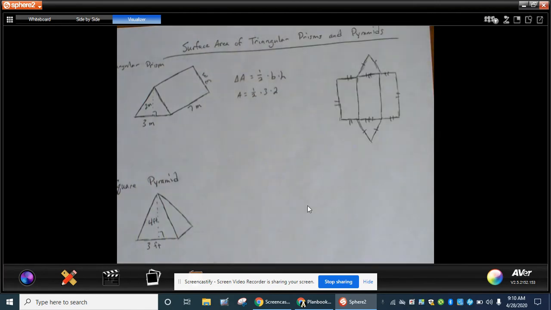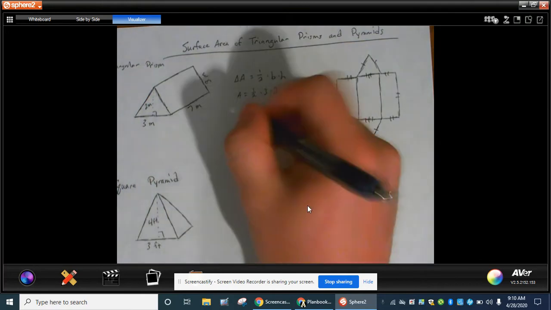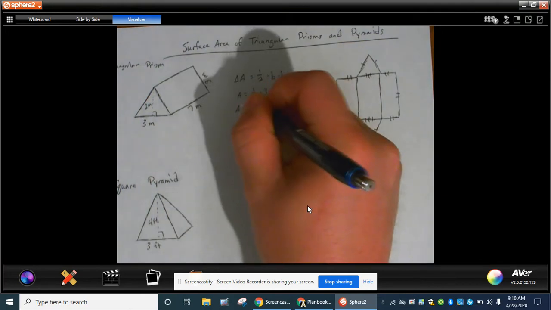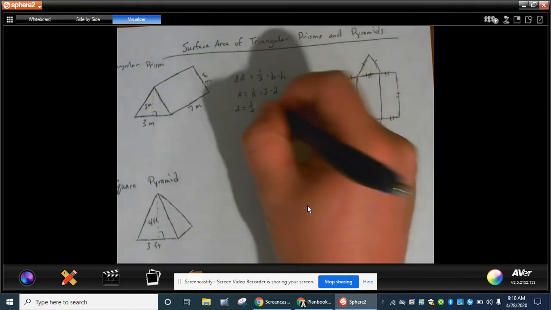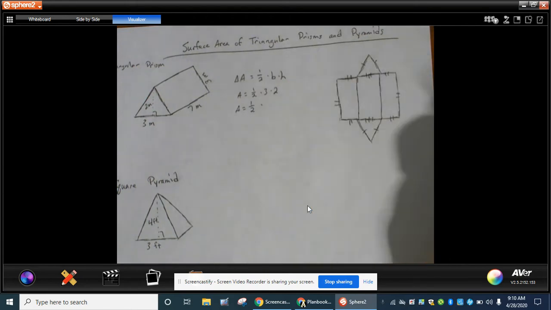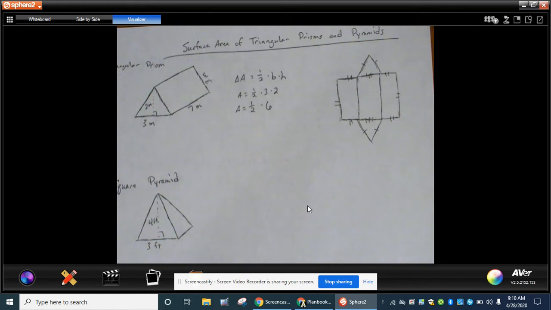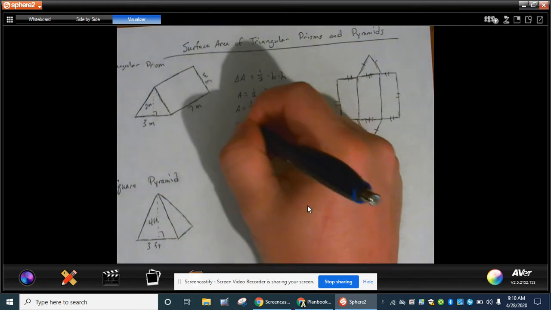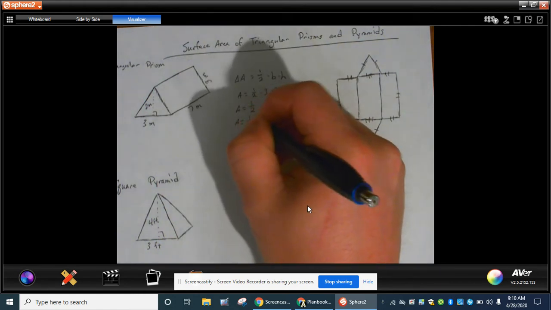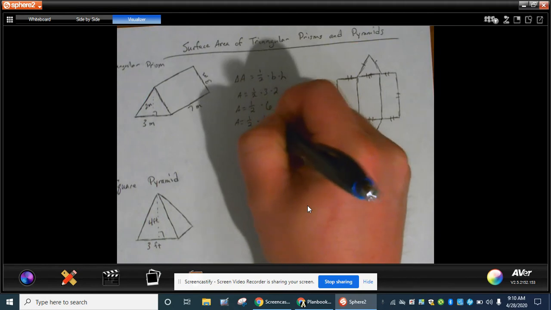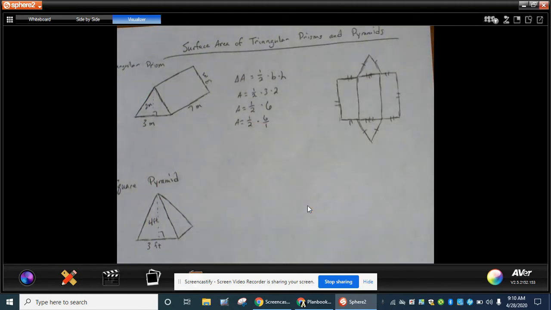Okay, now I'm going to figure out what this is going to be. So area, I'm going to keep 1/2 the way it is, and I'm going to focus on 3 times 2. 3 times 2 is 6. Okay, now we're left with 1/2 times 6. If I don't have a calculator, I could write these both as fractions as we have earlier in the year with proportions. And we can just multiply straight across because we're good with multiplying fractions.